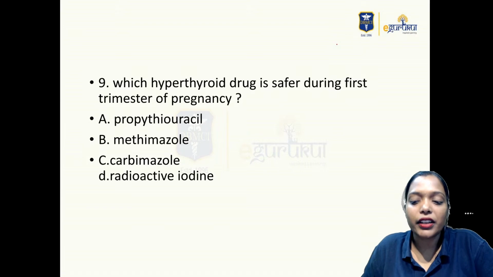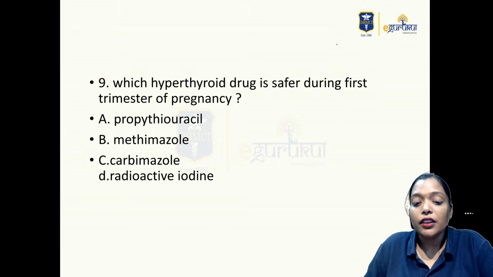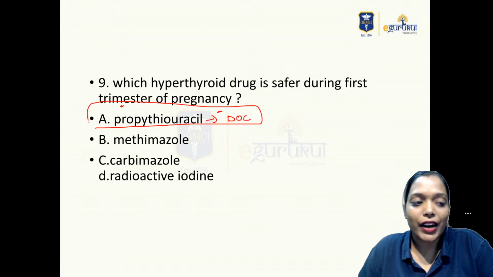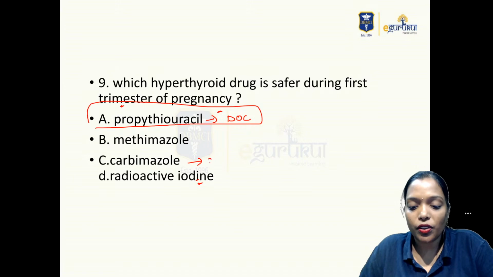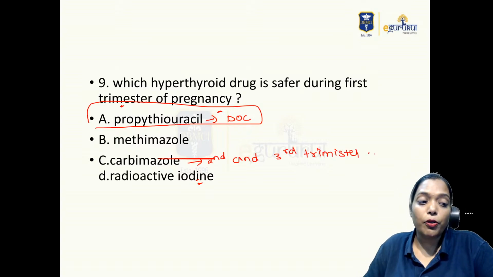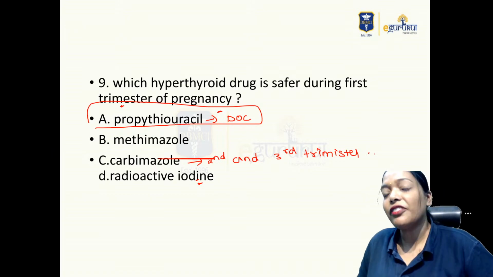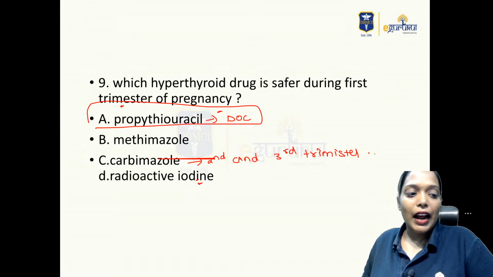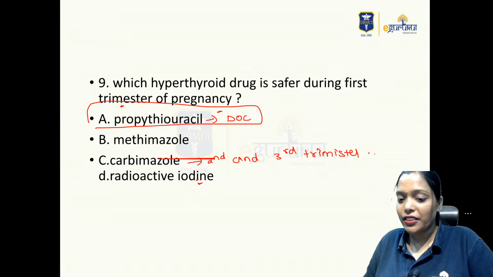Which hyperthyroid drug is safer during the first trimester of pregnancy? The drug of choice for hyperthyroidism in the first trimester is propylthiouracil, whereas in the second and third trimester it is carbimazole. So carbimazole is the drug of choice in the second and third trimester, whereas propylthiouracil is the drug of choice in the first trimester, right? We avoid giving carbimazole in the first trimester.